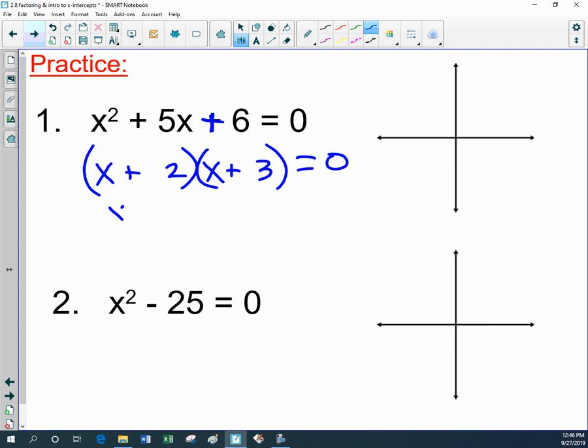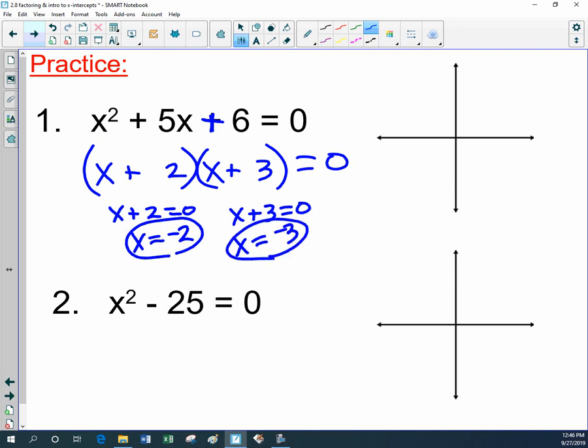So set x plus 2 equal to 0. That'd be x equals negative 2. Set x plus 3 equal to 0. That's x equals negative 3. So here's my intercepts. My intercepts are at negative 2 and negative 3.